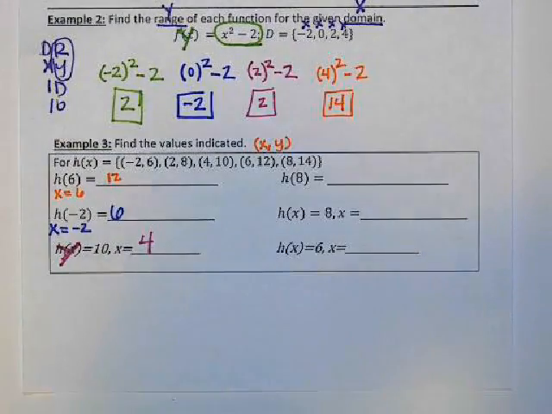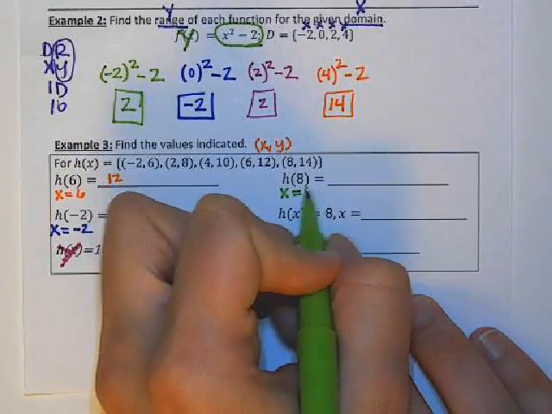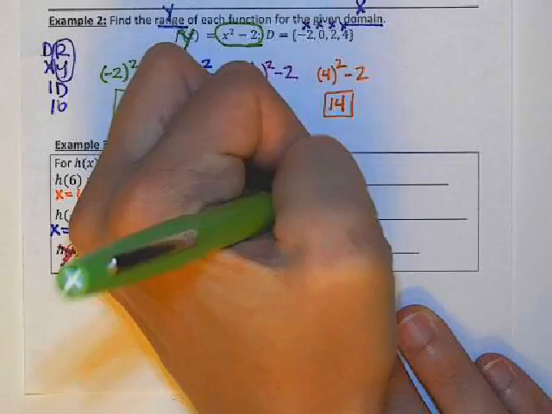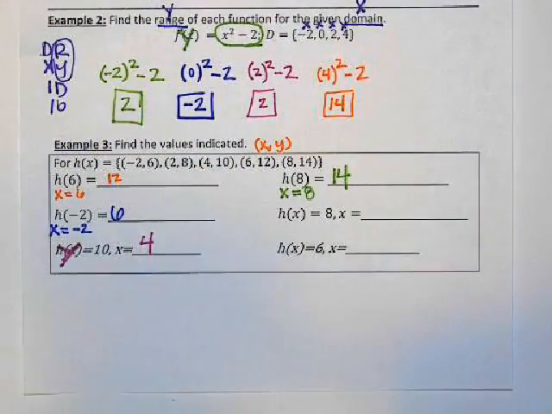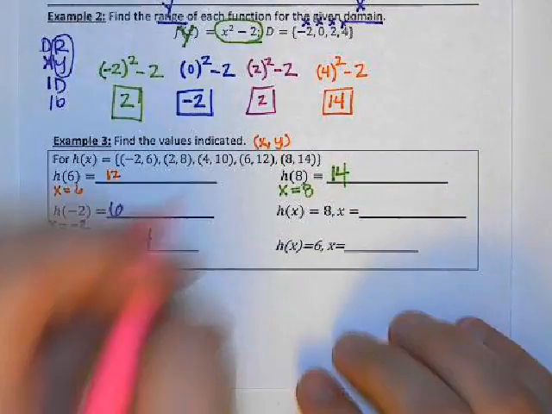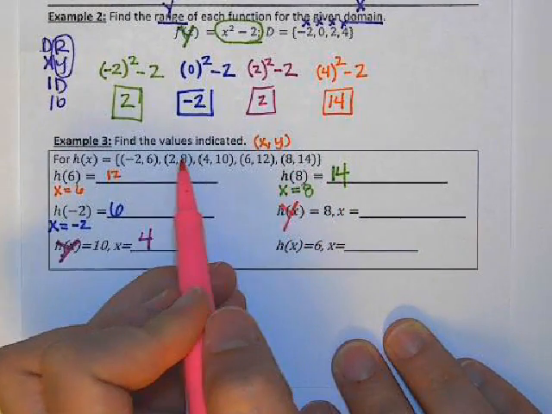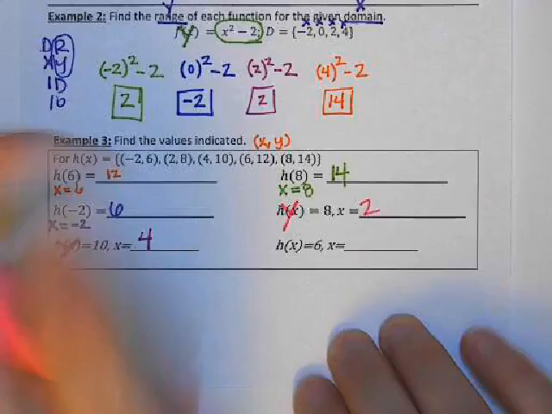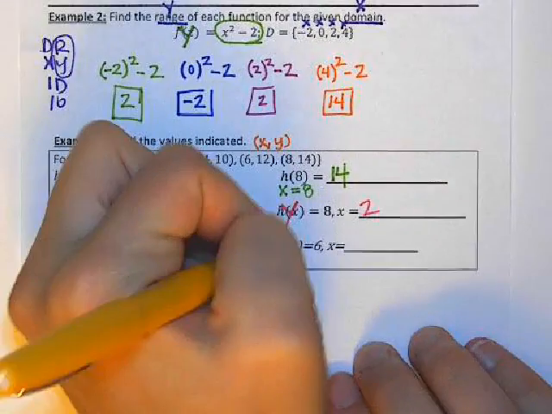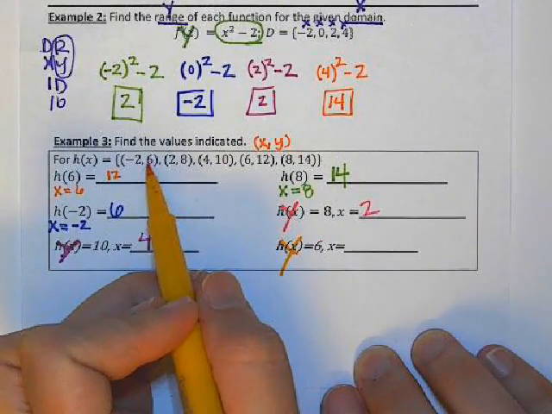All right, h of 8. 8's in the what spot? The x spot. And when x is 8, y is 14. Okay, h of x, what does that mean? y. It does not have a number in it, so it's y equals 8. And when y equals 8, x is 2. And then the last one, h of x is really my what? y. And when y equals 6, x is negative 2.